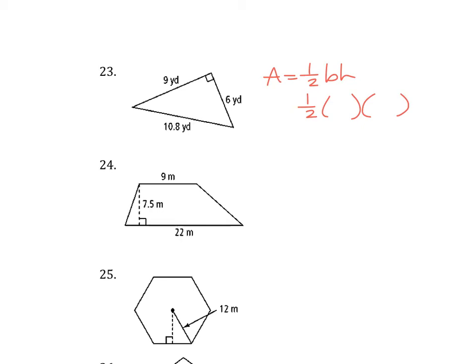10.8. It could be. You could use 10.8, but you don't have the height for that, right? So then that's not a good one to use. Oh, can it be 6? 6 and 9, right? Your base and height are always perpendicular. So because this is a right angle, 6 and 9 would be your base and your height, or 9 and 6, you can flip them. So your area is 27 square yards.